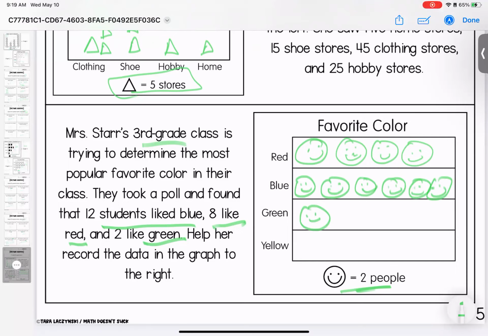And then for yellow, we don't have any, so we're going to leave that blank. Hopefully you caught that trick because I told you the blue, I told you the red, I told you the green. I did not tell you the yellow. No one's favorite color was yellow, so make sure you leave that blank.